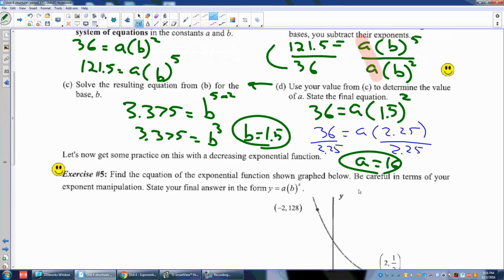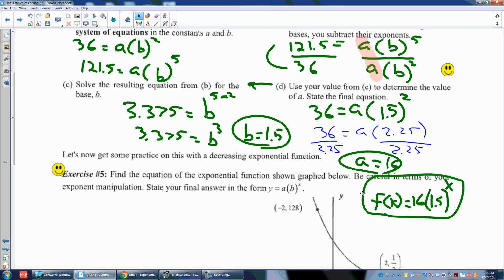State the final equation. b equals 1.5. So the final equation, f of x equals a, 16, b, 1.5. I'm running out of room. I'm going to move it to the x. There's the final equation.